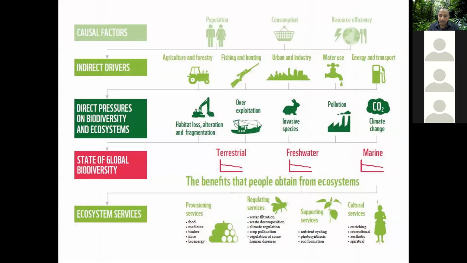But globally, not only insect biodiversity, but biodiversity in general, is in decline. There are several studies, in terrestrial, freshwater, and marine ecosystems, showing that for the last 30, 40 years the biodiversity components are decreasing, largely because of human interference. Human interference in terms of our consumption and resource use, and indirect drivers like agriculture, hunting, urban and industry, water use, energy and transport, are putting direct pressure on the ecosystems, and several of these species are declining.